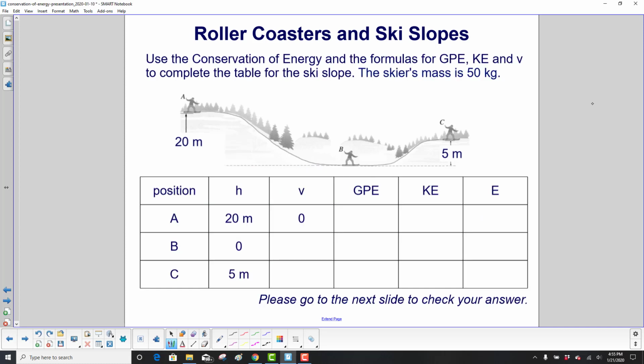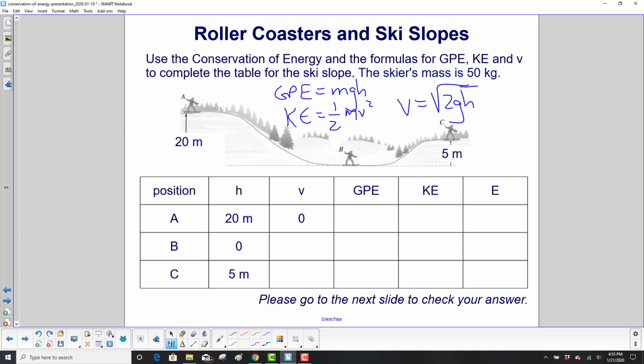Use the conservation of energy in the formulas for GPE, KE, and v to complete the table for the ski slope. The skier's mass is 50 kilograms, so please work this exercise. And let's just go ahead and write them here. The equations: GPE is mgh, KE is 1/2 mv squared, and the velocity is the square root of 2gh. All right, we got that from the previous slide.